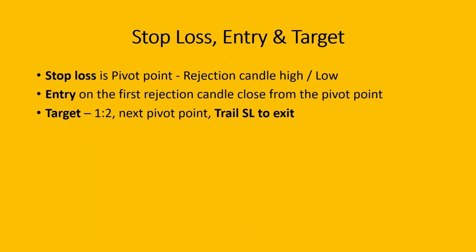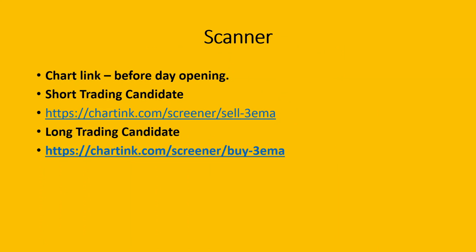Target is 1 is to 2. Target can be the next pivot point or 1 is to 2, but the best way to exit would be trailing your stop loss to the profit levels and moving your trails, because sometimes the trend reverses and you even end up getting 1 is to 5, and you would miss a very big chance.